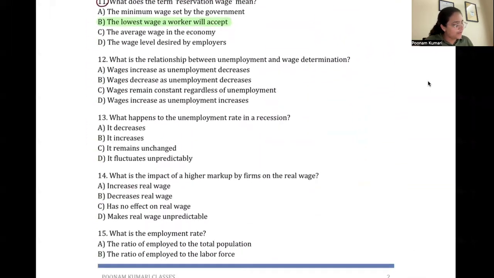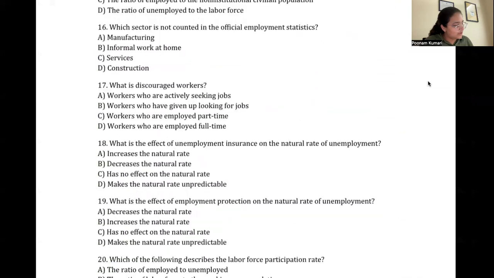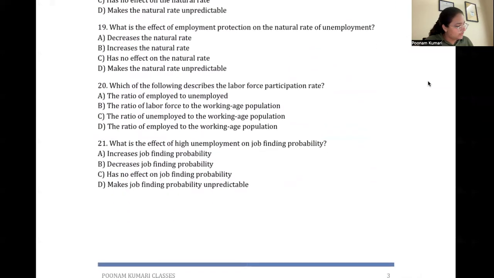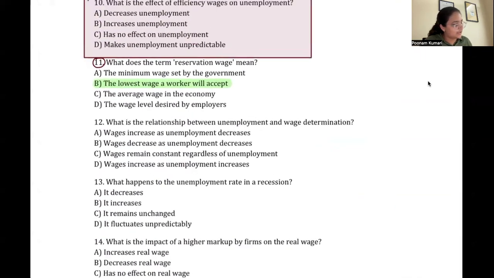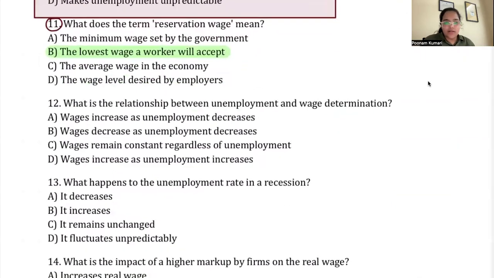Guys, there are some more questions, but anyways, we can all discuss that. Okay, question number 12. What is question number 12? What is the relationship between unemployment and wage determination? Unemployment और wage determination में wage का क्या relationship है?